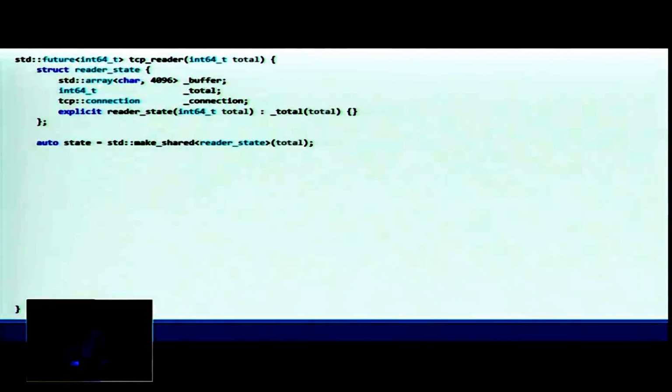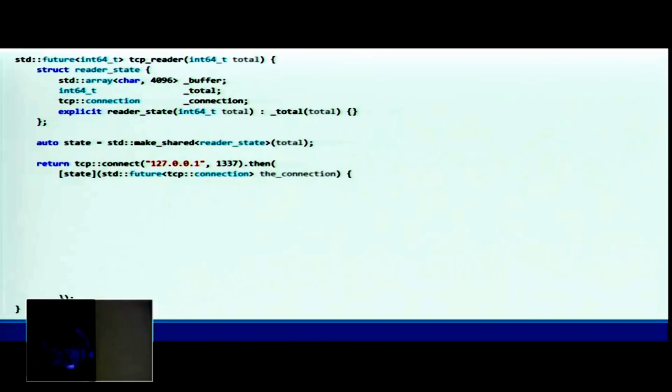Next, we're going to need to wrap up all of our state into a structure so that we can pass it through all the asynchronous operations. So here I've written a little reader state class, and it's going to have that buffer that we had, the counter that counts the total number of bytes remaining, and then the TCP connection. And we'll just make an instance of that the first thing we do when we enter this function. So then we'll establish our connection, so we'll have our TCP connect, and we'll assume that that returns a std future of TCP connection.